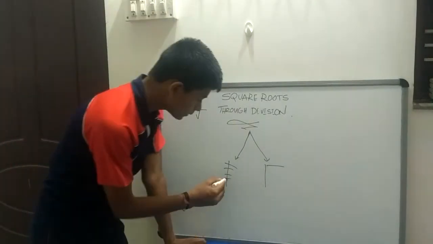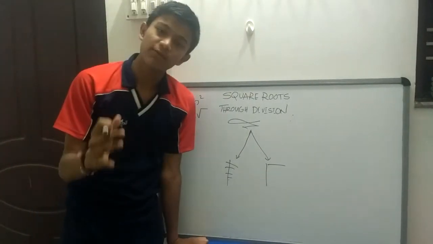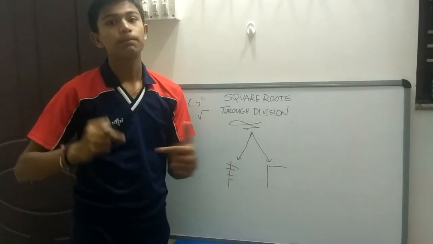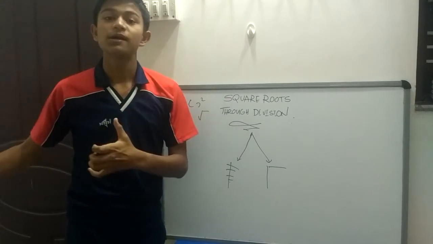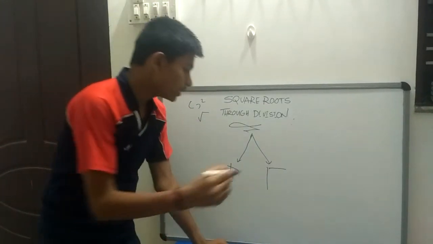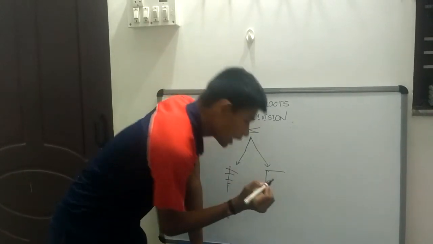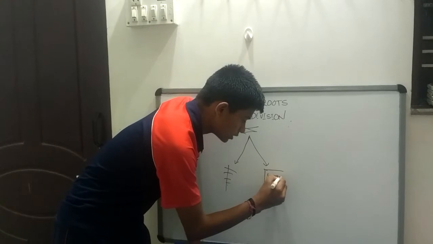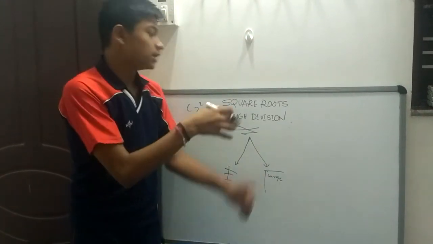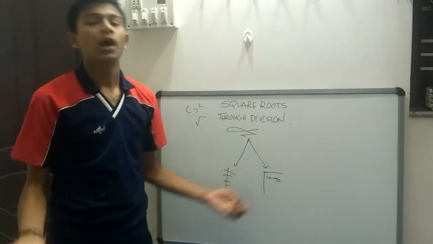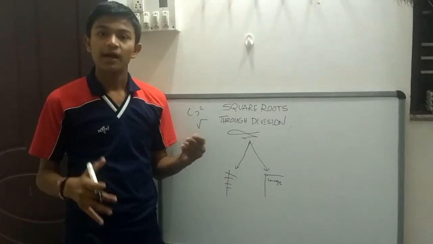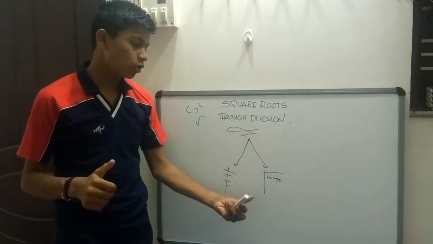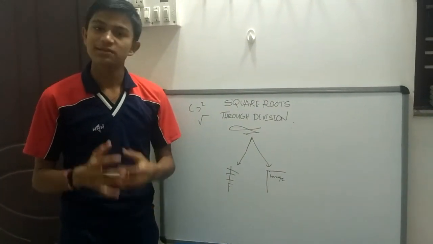The prime factorization method is very easy, but it takes a lot of time because you have to find the prime factors until the last. You need a lot of time. But with the long division method, you can take large numbers and find their square roots. I'll discuss this and easily tell you all the tricks for the long division method. So let's start with the video.